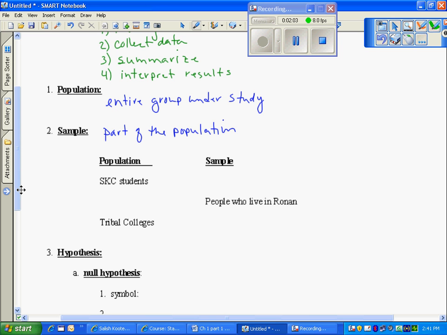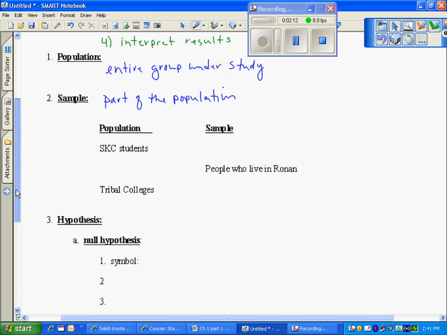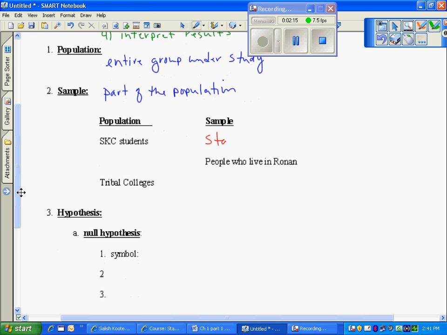So when we take a sample, we want it to be a good representation of our population. If our population were SKC students, and I wanted a sample, it might just be you, stat students enrolled at SKC. And that may not be a good representation of all students that attend SKC, but we need to make sure before we take a sample that it matches what our population dynamics are. If I'm looking at people in Ronan, maybe my whole population would be Lake County residents. And if I was looking at tribal colleges, maybe my sample is going to consist of SKC.